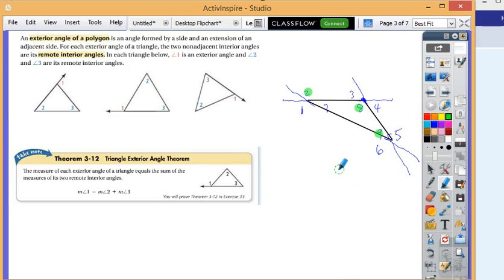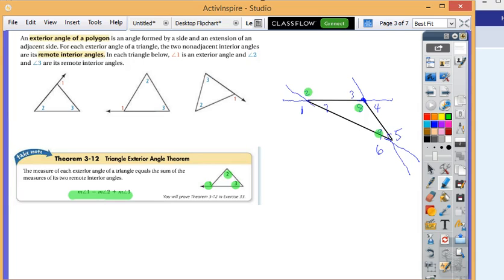There will always be two remote interior angles. So in this particular problem, I'm saying that the sum of those two remote interior angles, 8 and 9, if I added the measure of 8 and 9 together, I would get the measure of angle 2. Based on this theorem, the triangle exterior angle theorem. If I have an exterior angle, then the sum of the two remote angles are equal to that. Very note card worthy.